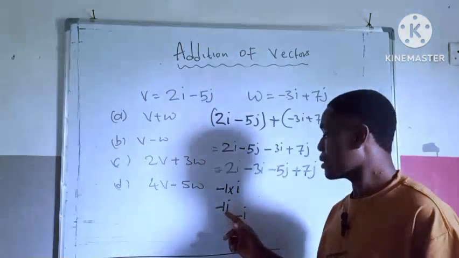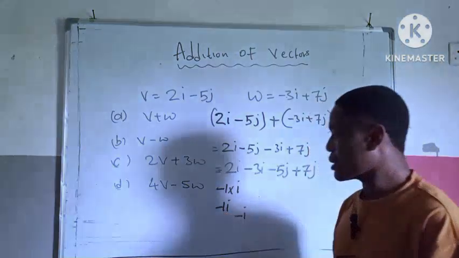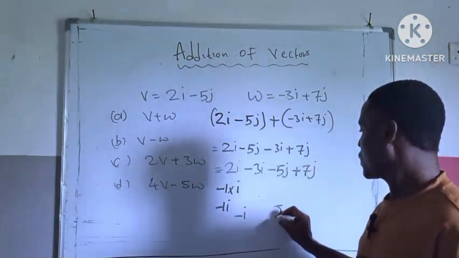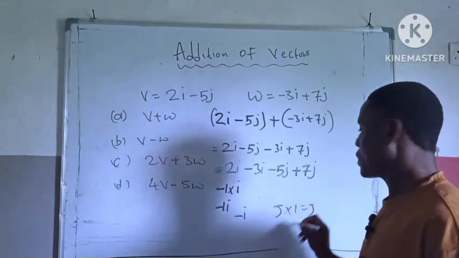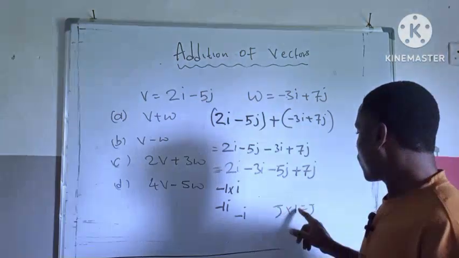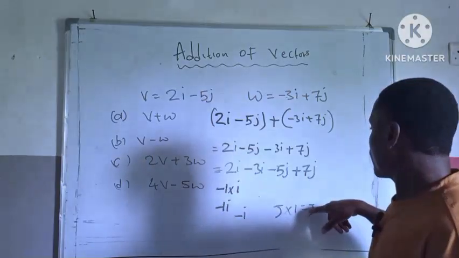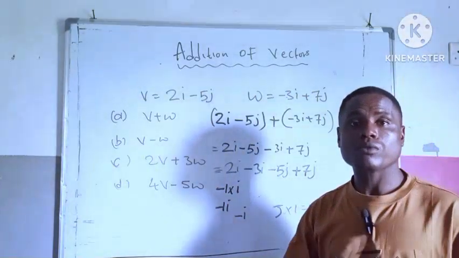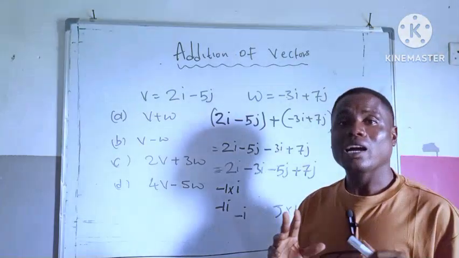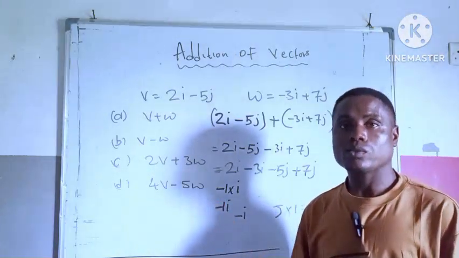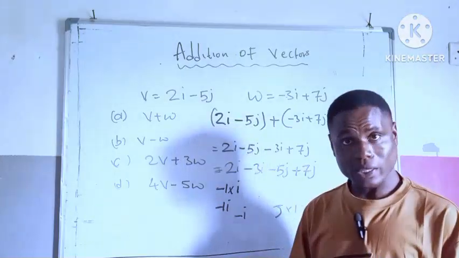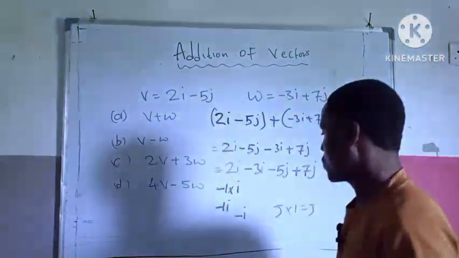But as far as the number is 1, like j times 1 is still j. Are you getting it? Because here there is still 1, but there is no need of writing that 1, because any alphabet multiplied by 1 will still give you that alphabet. Are you getting the point? So take note.